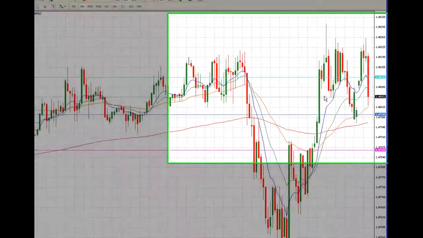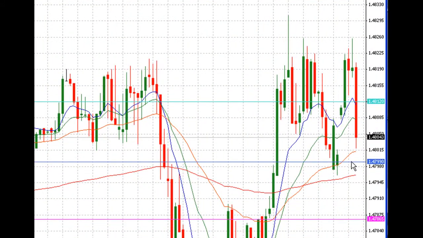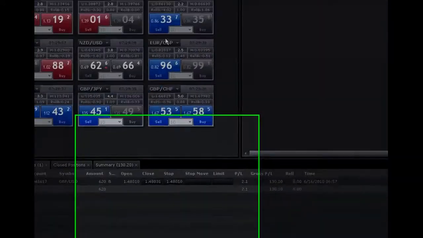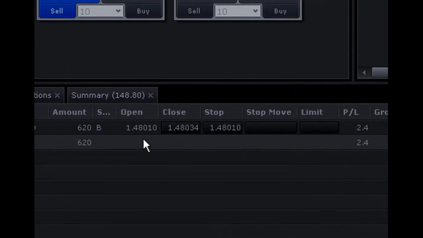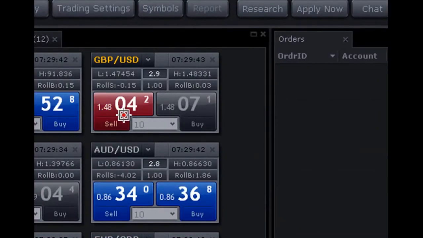Okay, so prices are declining. We are coming close to our break-even level, which is our entry level. So if price comes down to 1.4801 here, so if our sell price goes from 04 to 01, we are going to be out at break even, but that doesn't matter, break even is fine. It's not losing any money, so it's a good thing.